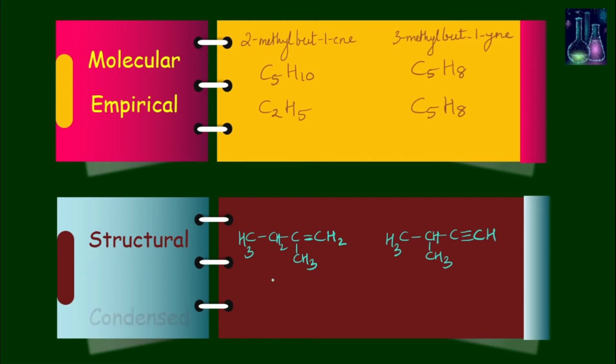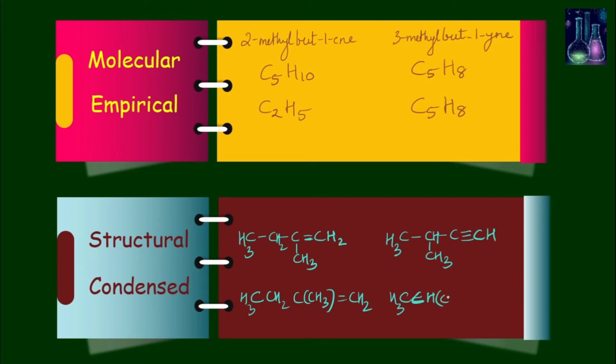The condensed formula will be as follows: CH3 CH2 C (CH3) double bond CH2, and here it will be CH3 CH (CH3) C triple bond CH. So this is the condensed formula.